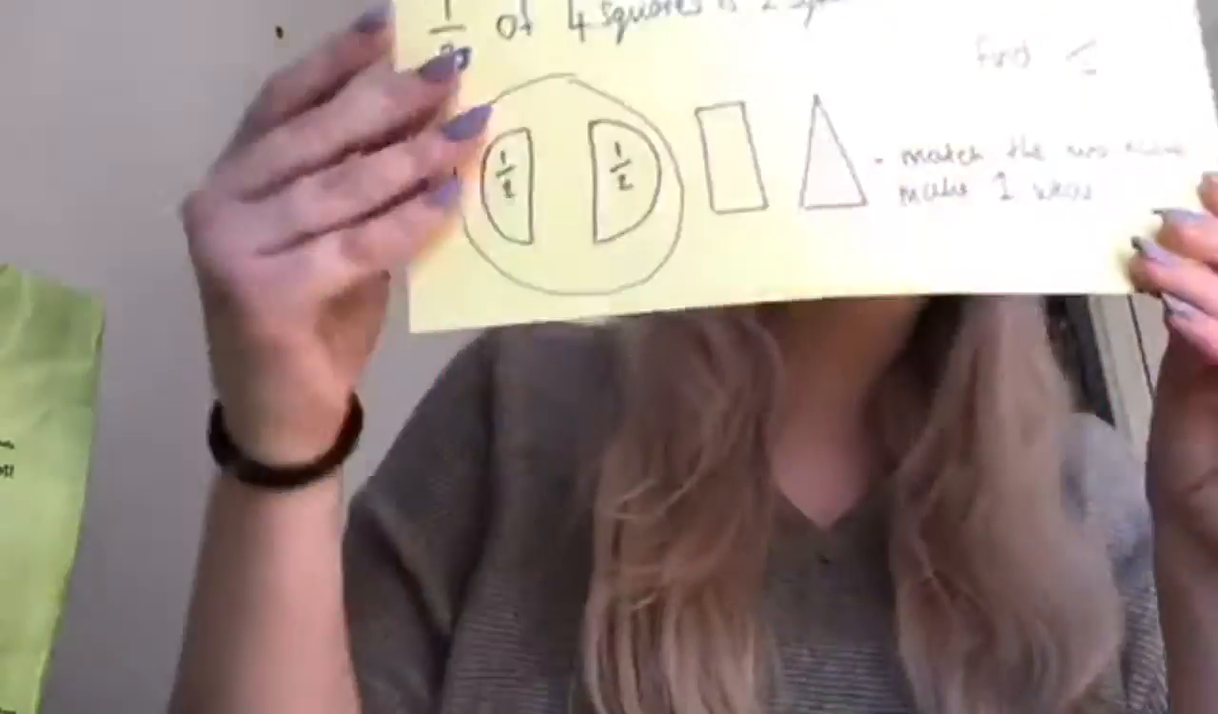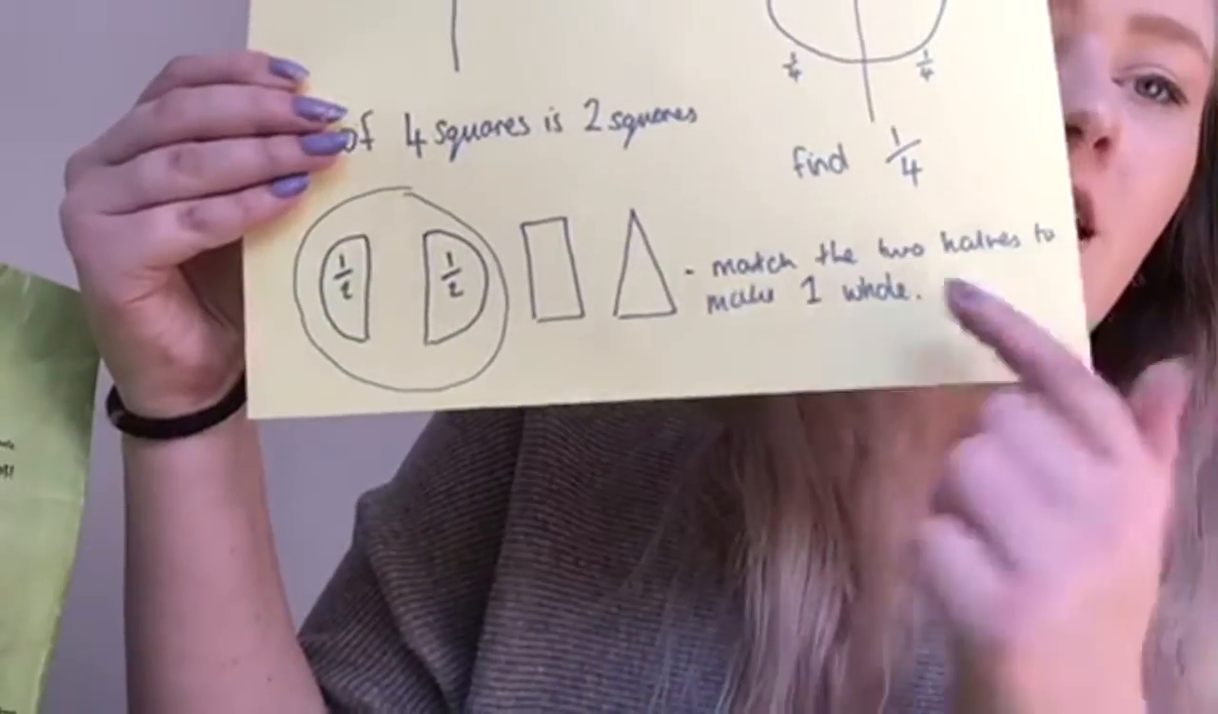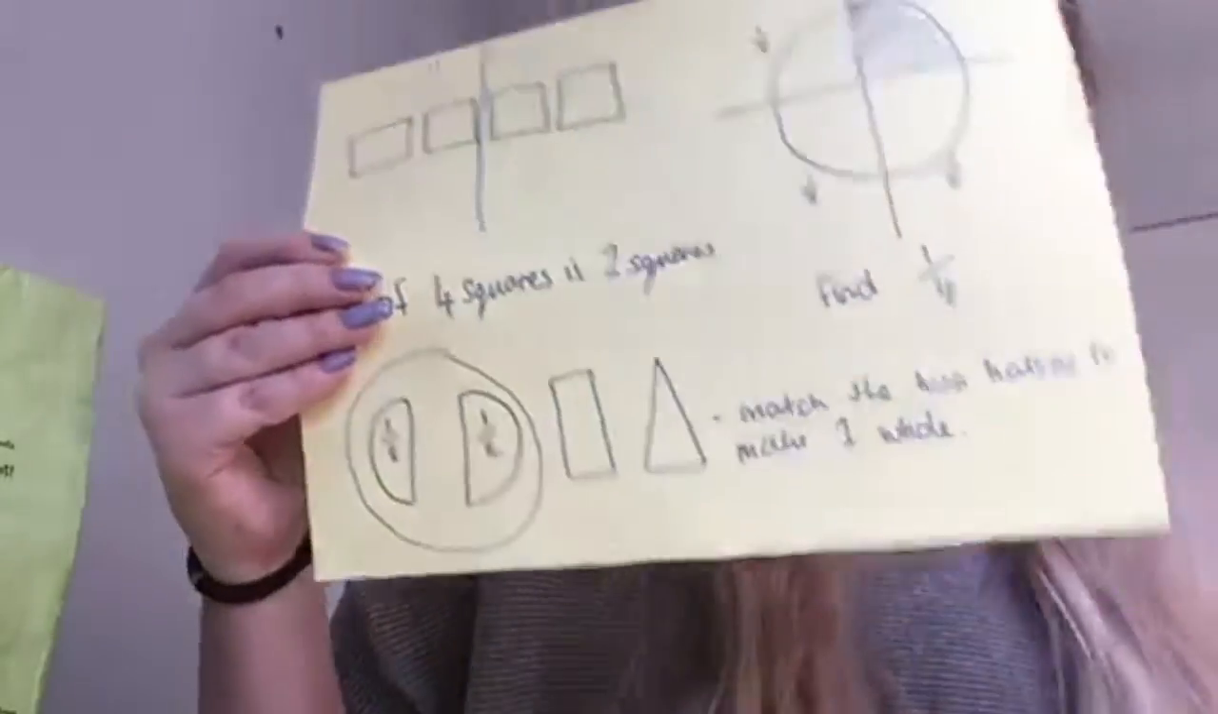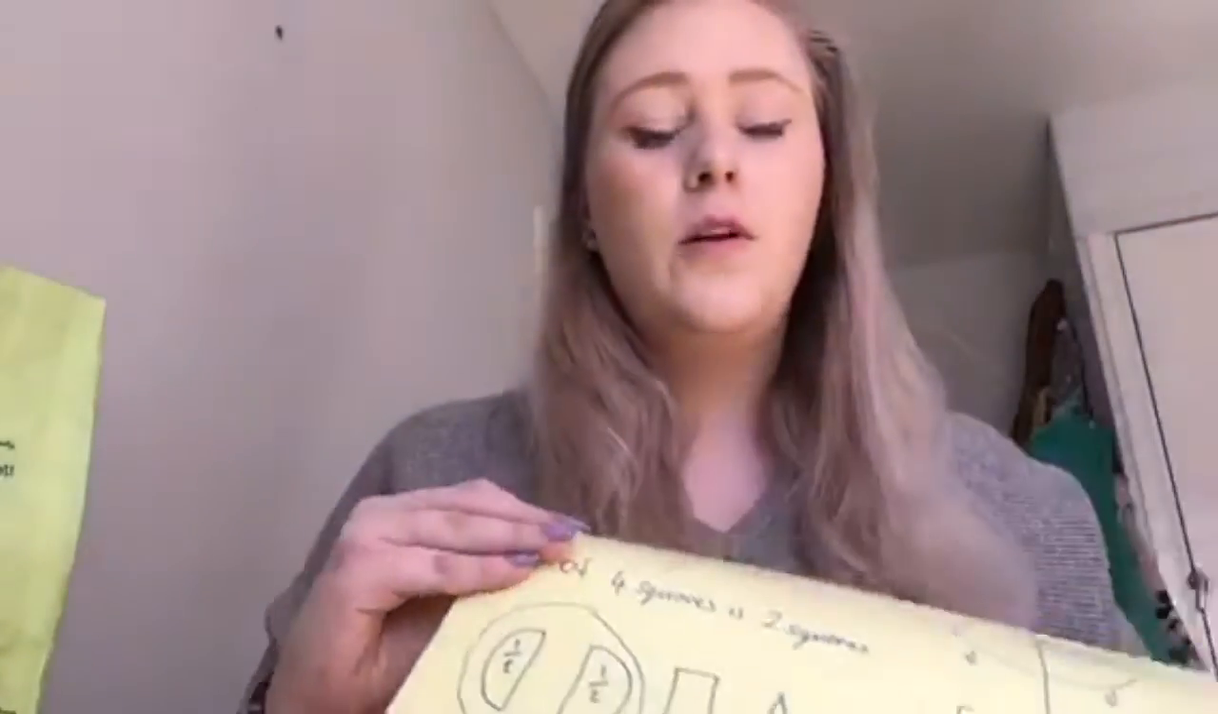And then what we do as well is we teach the children how to find a whole using those halves and quarters. So if I show you this example of what the children would see, they would have to match the parts to make 1 whole. So 2 halves is 1 whole, just as we would teach them that 4 quarters is 1 whole.